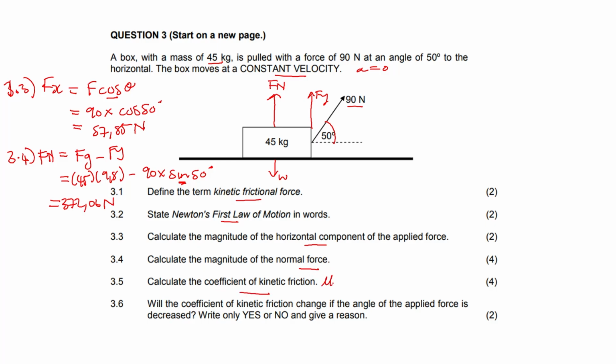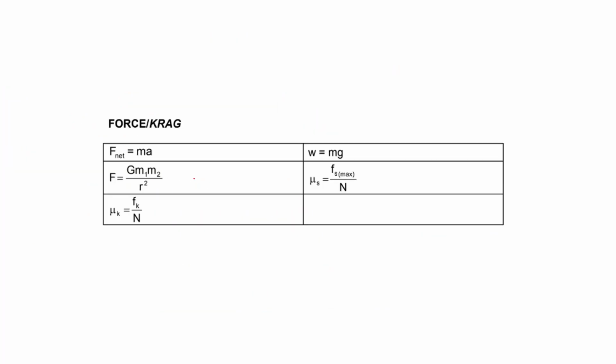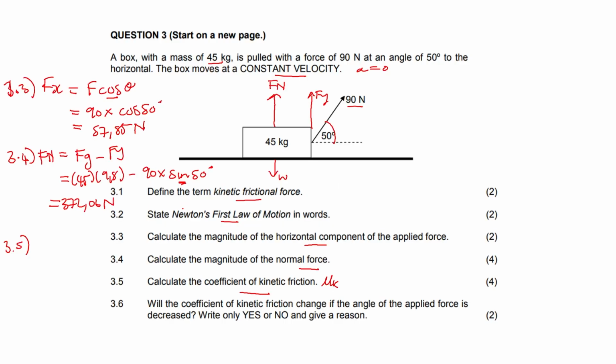3.5. Calculate the coefficient of kinetic friction. So what do they want? They want that little symbol. Let's go to our formula sheet. We will probably use that formula and manipulate it to suit our needs. Fk equals the coefficient times the normal force.